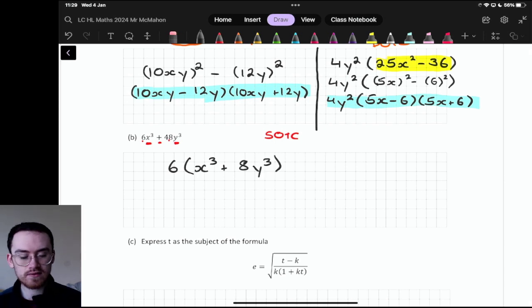Once we've got this far, we should again recognise that the part in the brackets here, this expression in the brackets, is actually a sum of two cubes.